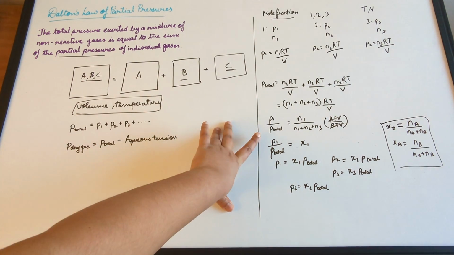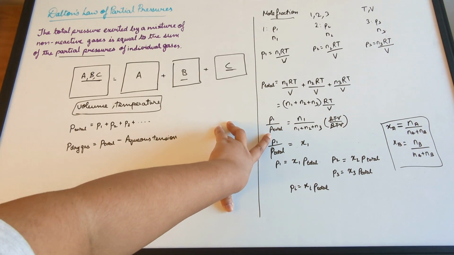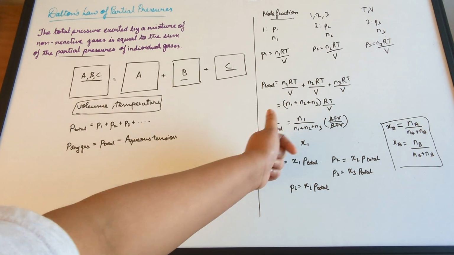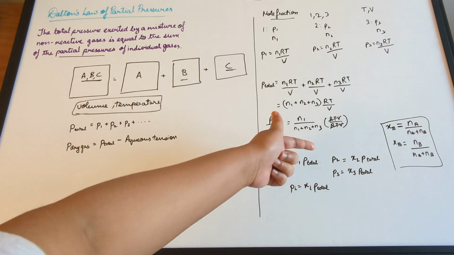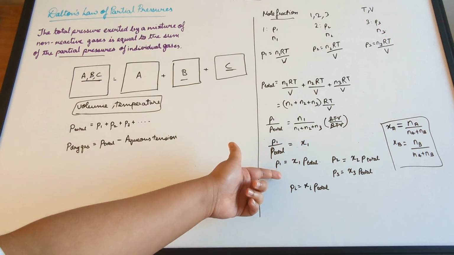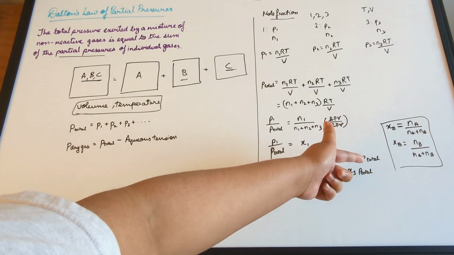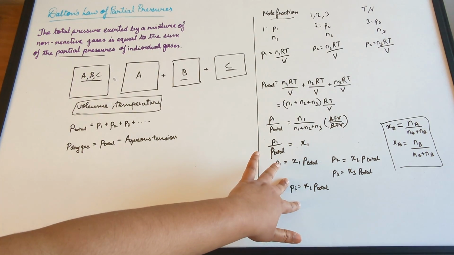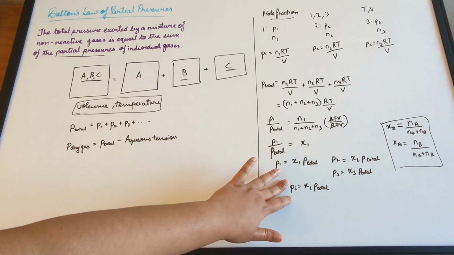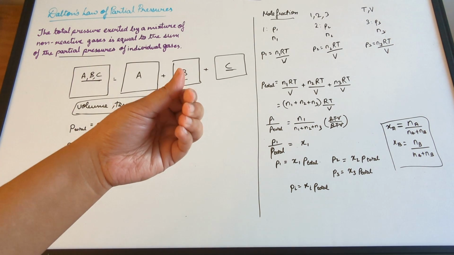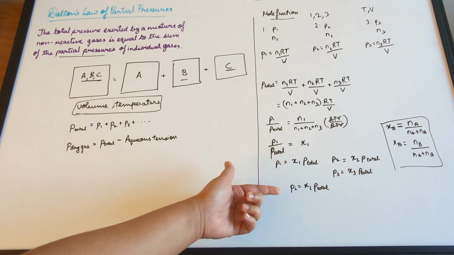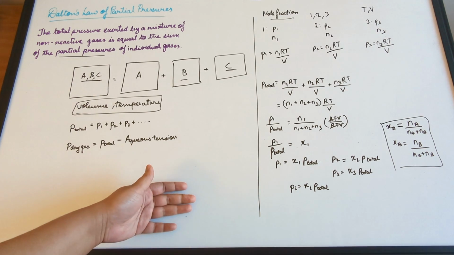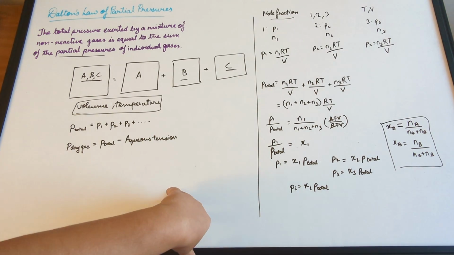So P1 by P total is equal to N1 by N1 plus N2 plus N3. This in turn means that this is the mole fraction of 1, the number of moles of 1 divided by the total number of moles present, N1 plus N2 plus N3. So P1 equals X1 into P total, P2 is X2 P total, P3 is X3 P total. From this we get a general equation: Pi equals Xi into P total, where i is the ith substance or the ith gas. The partial pressure of the ith gas is equal to the mole fraction of that particular gas times the total pressure exerted by the mixture of non-reactive gases, and that's quite useful for the calculations which you'll be coming across.